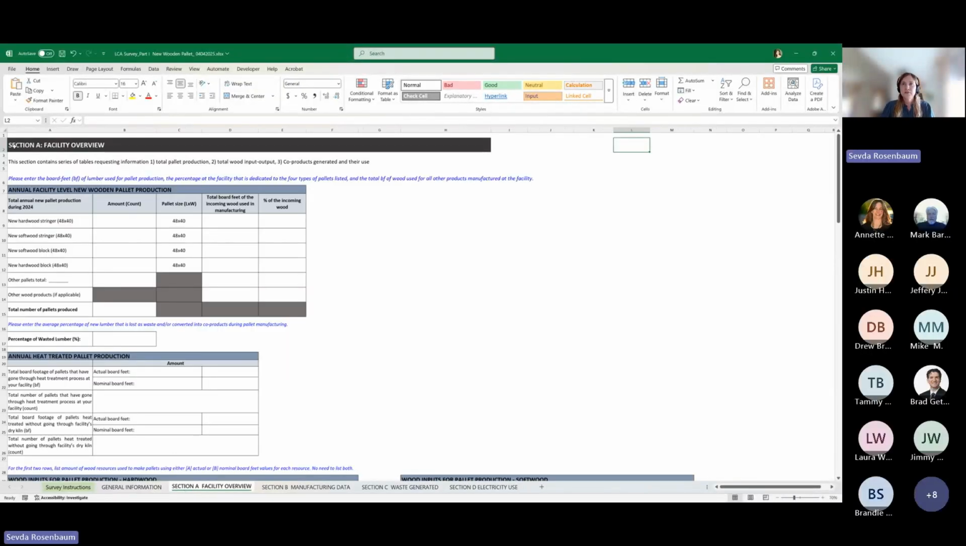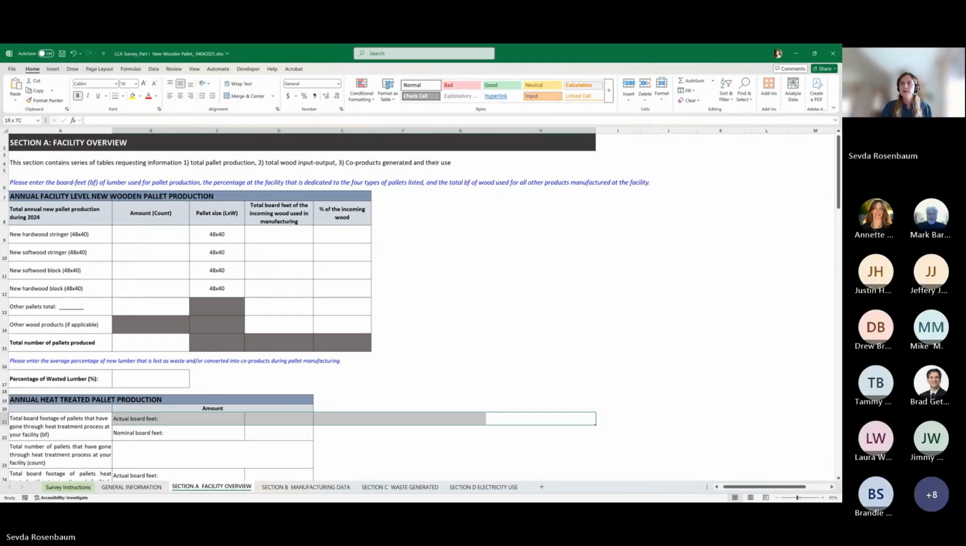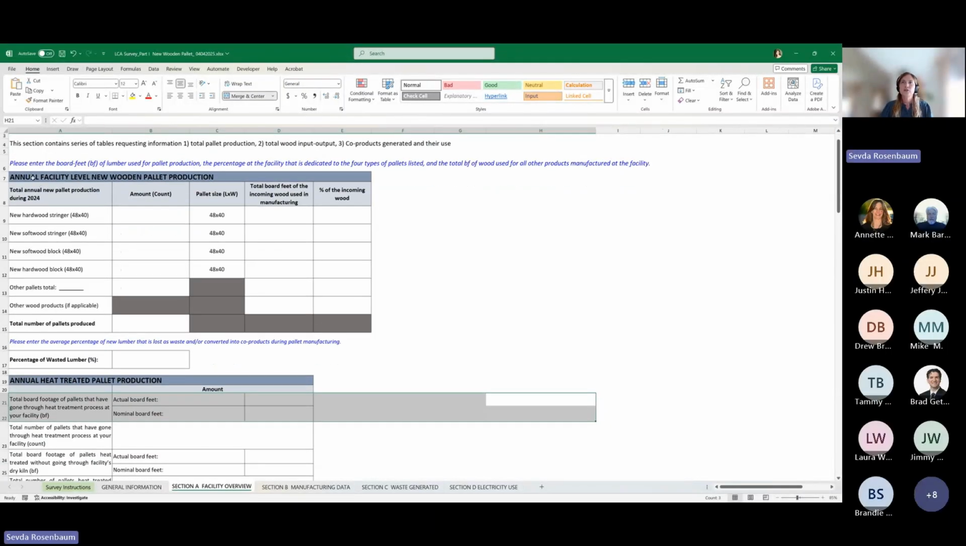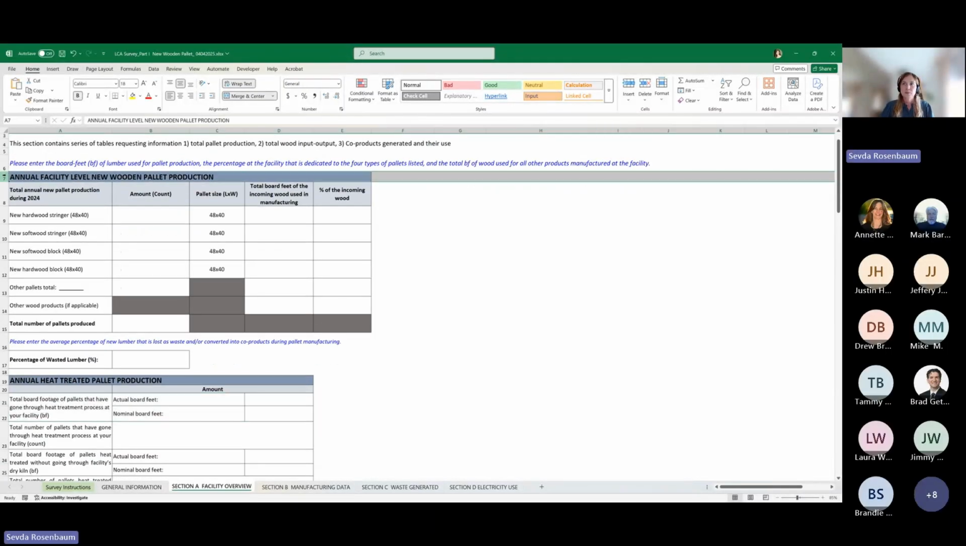And section A is the facility overview. So in the first section here, we are looking into collecting the production data as well as the input data in rows D and E. This is a little bit different from the previous survey because after the PCR committee meetings, we thought this is a better strategy in terms of understanding how much wood is used per pallet.